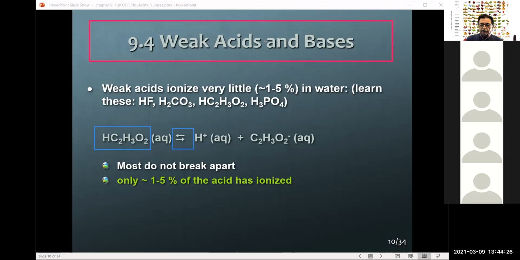Let me change that to a different color. Produces the proton and the corresponding anion, which in this case is the acetate anion, okay? But the majority of the material is still intact as acetic acid. And hence we have the double arrow. So roughly from 1 to 5% of this material has ionized. This is what makes it a weak acid, because it doesn't have that much ions in solution.